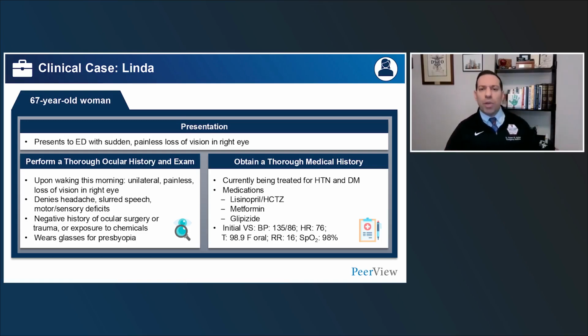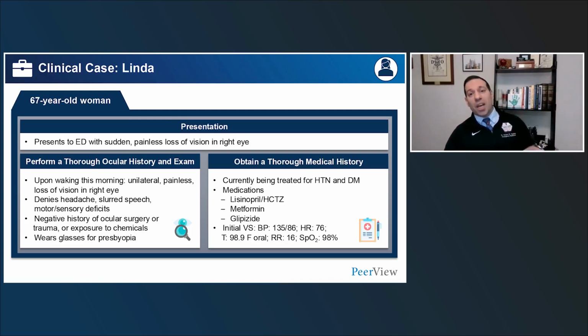So, Dr. Wang, I thought we could start off with a case here. 67-year-old female comes into the emergency department, painless vision loss in the right eye. I mean, this is really typical. This is somebody I see at least 2 or 3 times a shift. I worked just this past Sunday and I saw somebody with this exact complaint.